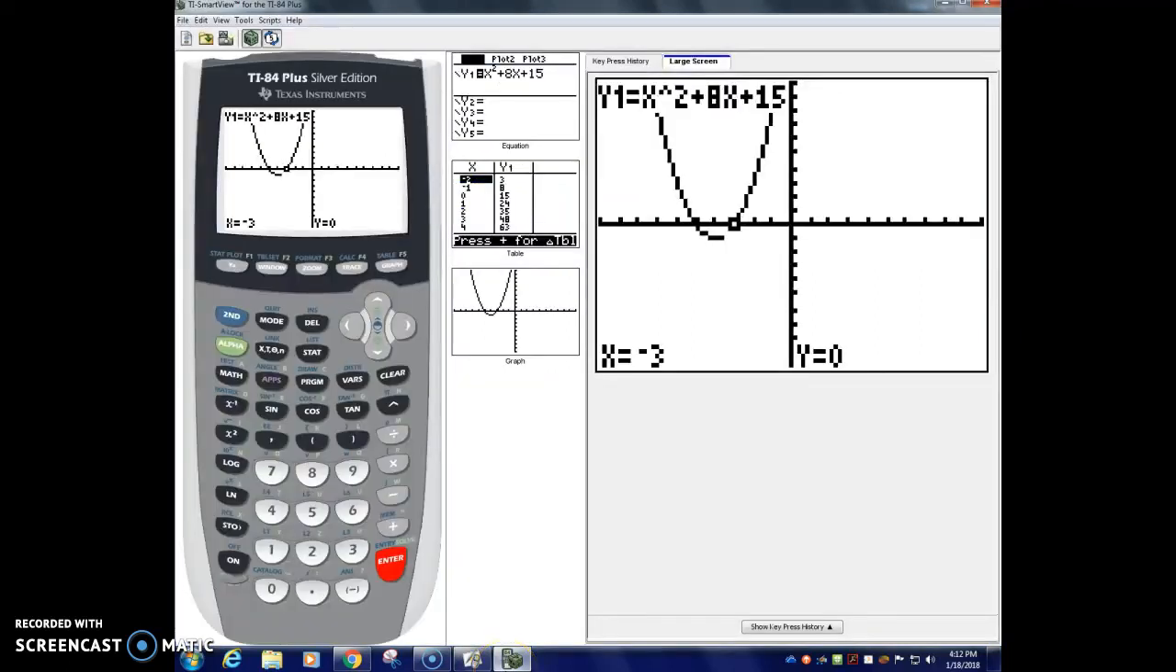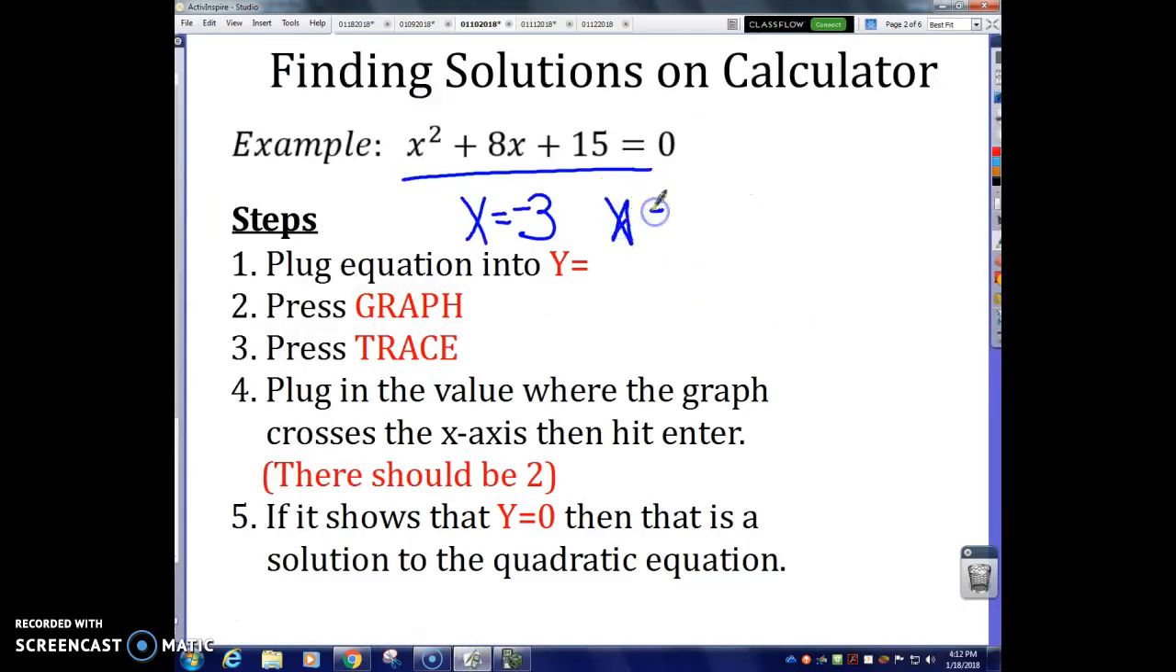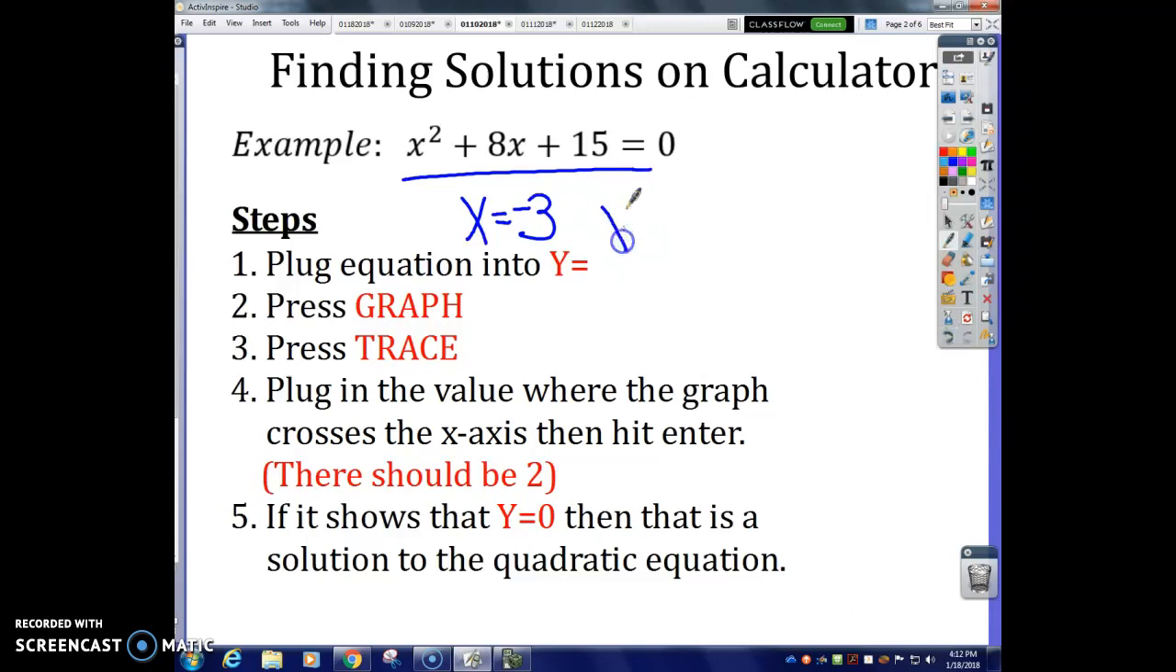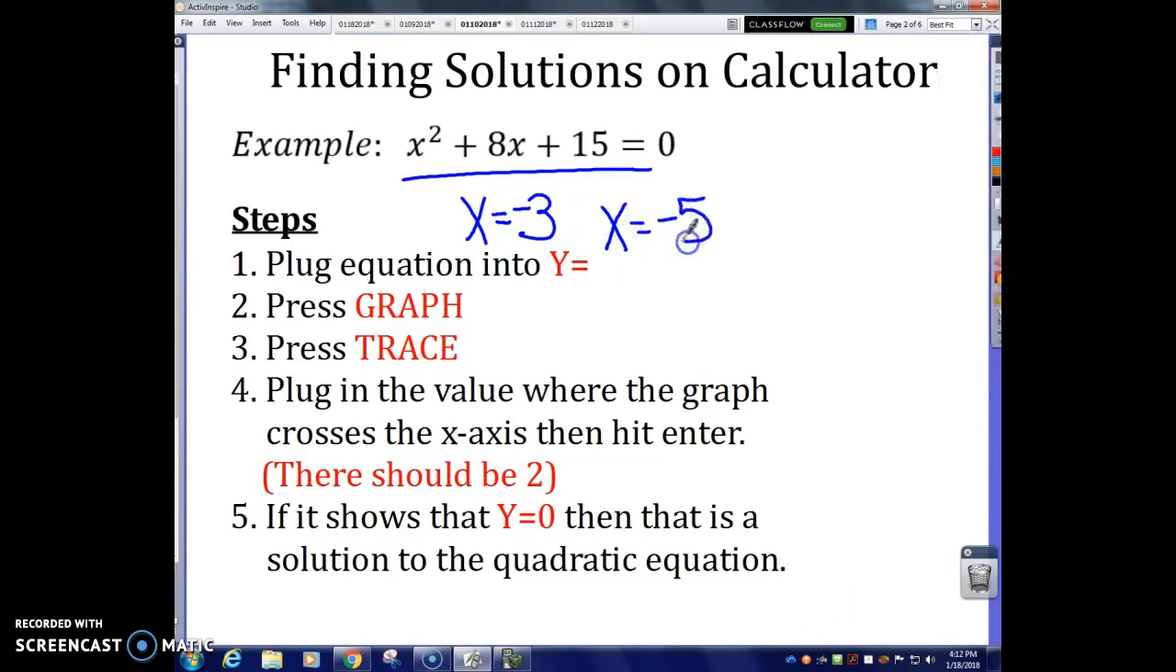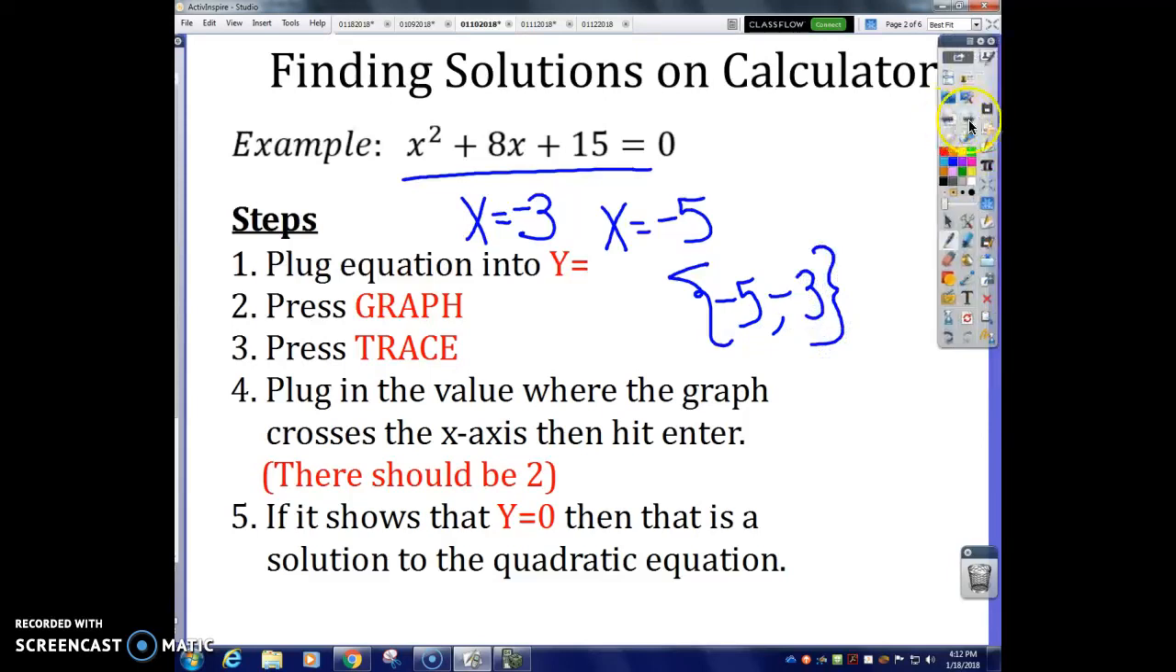Okay, if we go back and type in -5, because that's where I believe it crosses, then -5 also gives us y equals 0. So that means x equals -5 is also another solution. Okay, so those are your two solutions, and you might also see them like this: -5, -3.